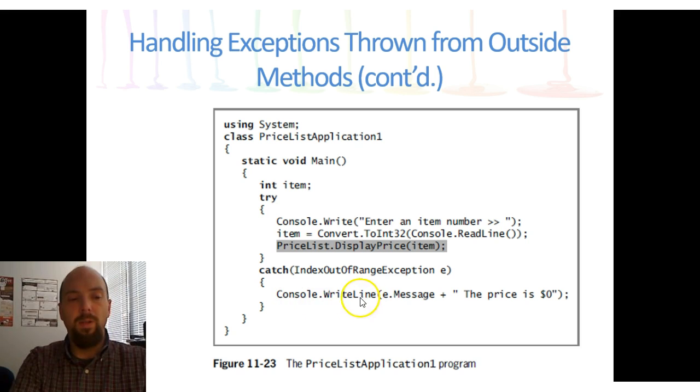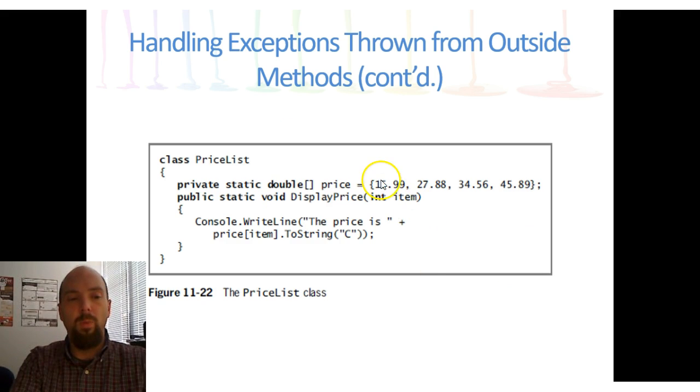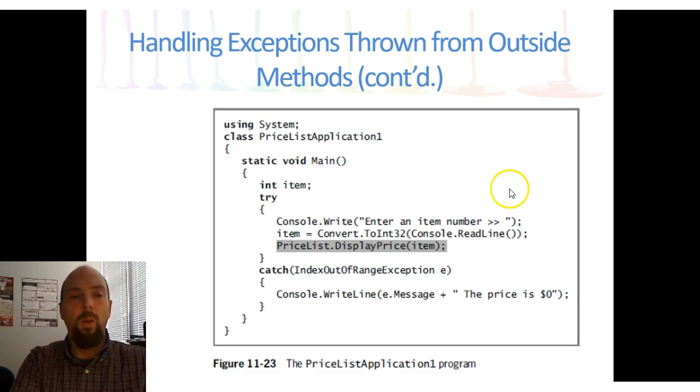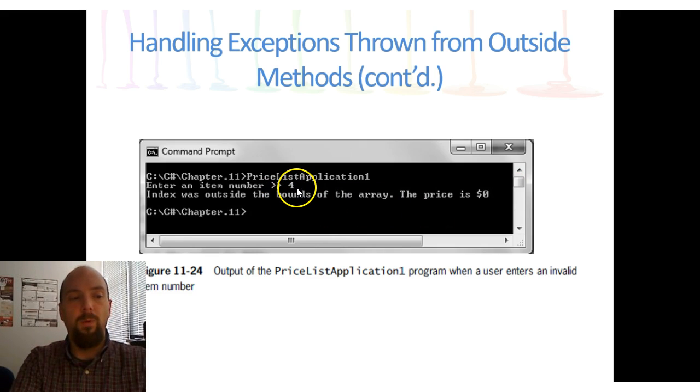And you'll notice here we have Console.WriteLine e.Message plus the price is 0. All right, so in our code we only have 4 items here. So we have index 0, 1, 2, and 3. We don't have an index 4, but if we try to call item 4, it will catch the error message, and then it will say that we're out of the bounds of the array.